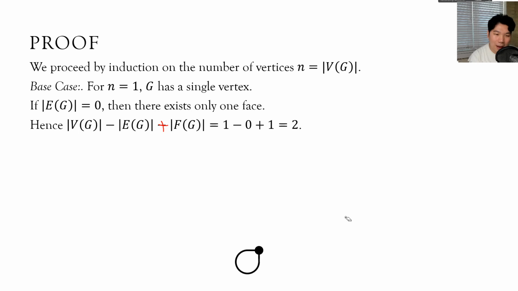So if I have a single edge in here, let's see how many faces do I have. Well, I have this one inner face, and then my same outer bounded face. So I have two faces in this case. What if I add another loop?